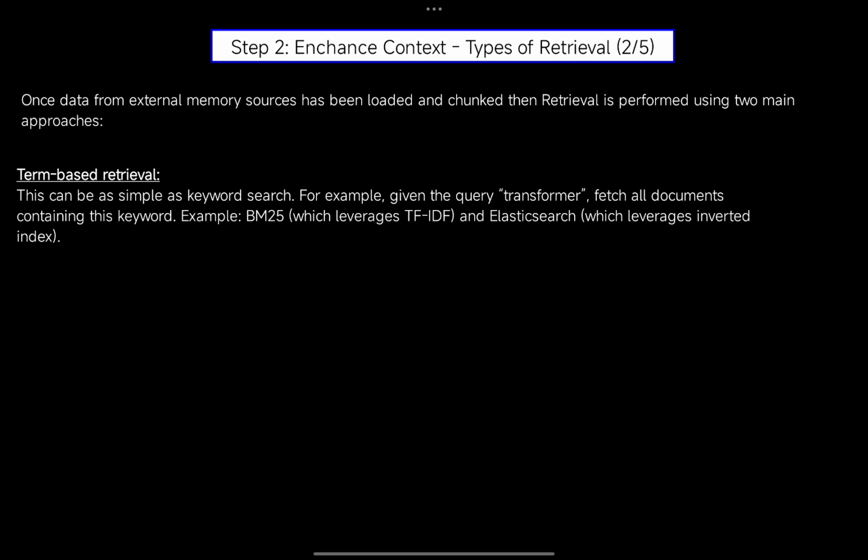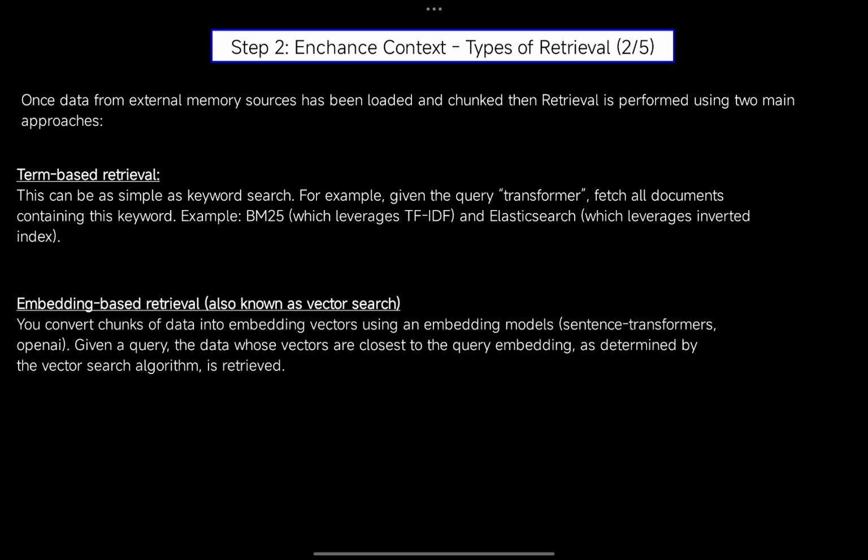For example, which was also given in the blog post, if a user has given a query which contains the word transformer, it will fetch all the documents that have this exact matching word of transformer. So it will pick up all the documents from the vector DB, and that will be retrieved, right? Generally we use keyword based search like BM25 or Elasticsearch, which enable us to do this term based retrieval, right? Then there is the option of embedding based retrieval. That is also known as vector search.